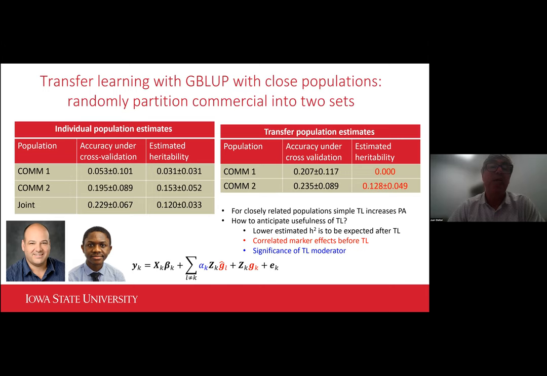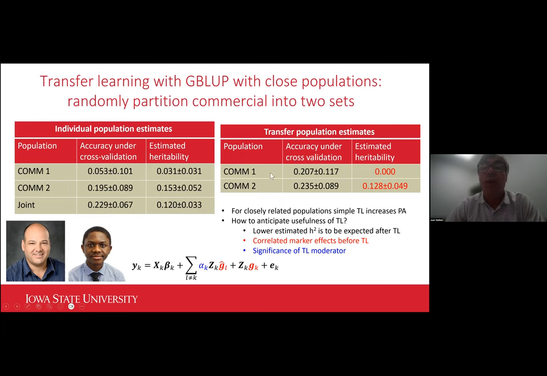But if we have two more related populations, like in this case, we randomly partitioned those 1,800 animals from one population into two sets, and this was done many times. I'm showing results of one partition. In one case, for example, we had one population that had a certain prediction accuracy, still similar to the joint analysis, the whole population analysis, but the other one had very little prediction accuracy. This was roughly, one was 700 and the other was 900 or so. The labels were assigned at random to partition them.